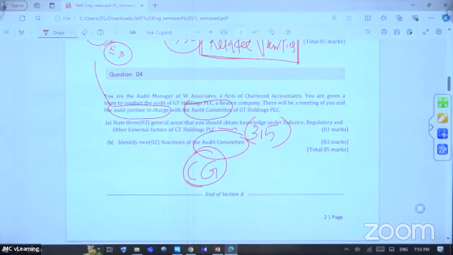Whatever the theories which you are learning in the classroom will be tested as they are at the exam.